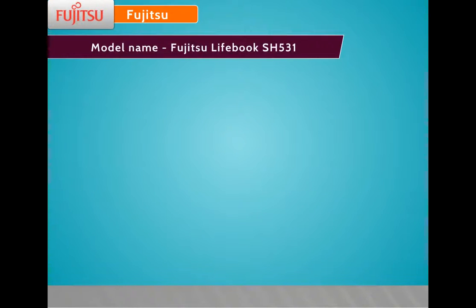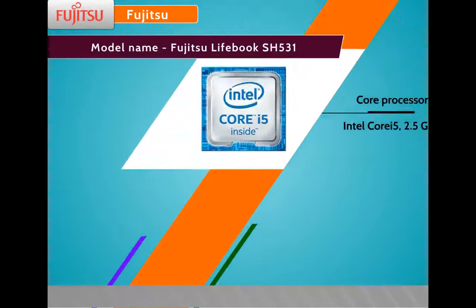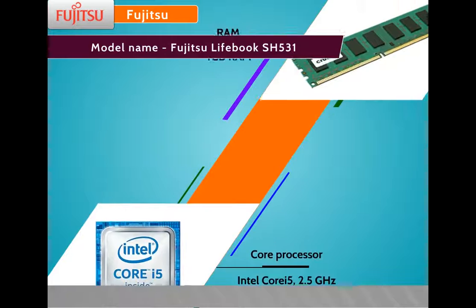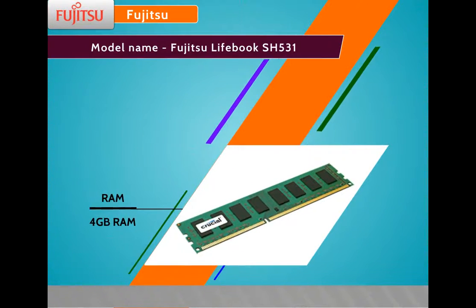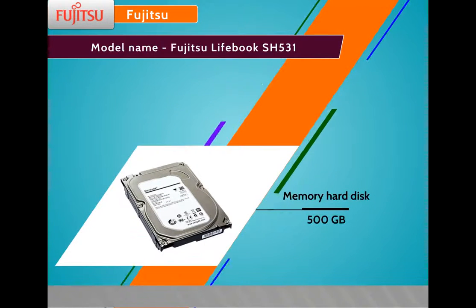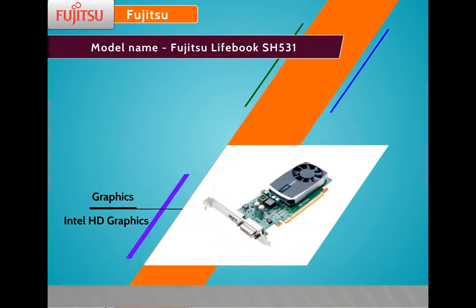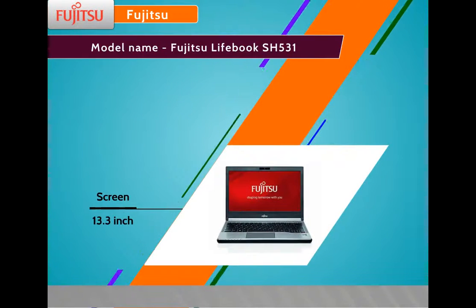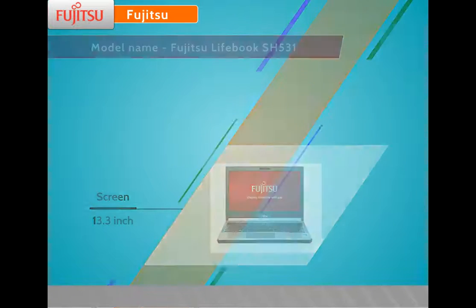Fujitsu. Model name, Fujitsu Lifebook SH531. Core processor, Intel Core i5 2.5 GHz. RAM, 4 GB RAM. Memory hard disk, 500 GB. Graphics, Intel HD graphics. Screen, 13.3 inch.